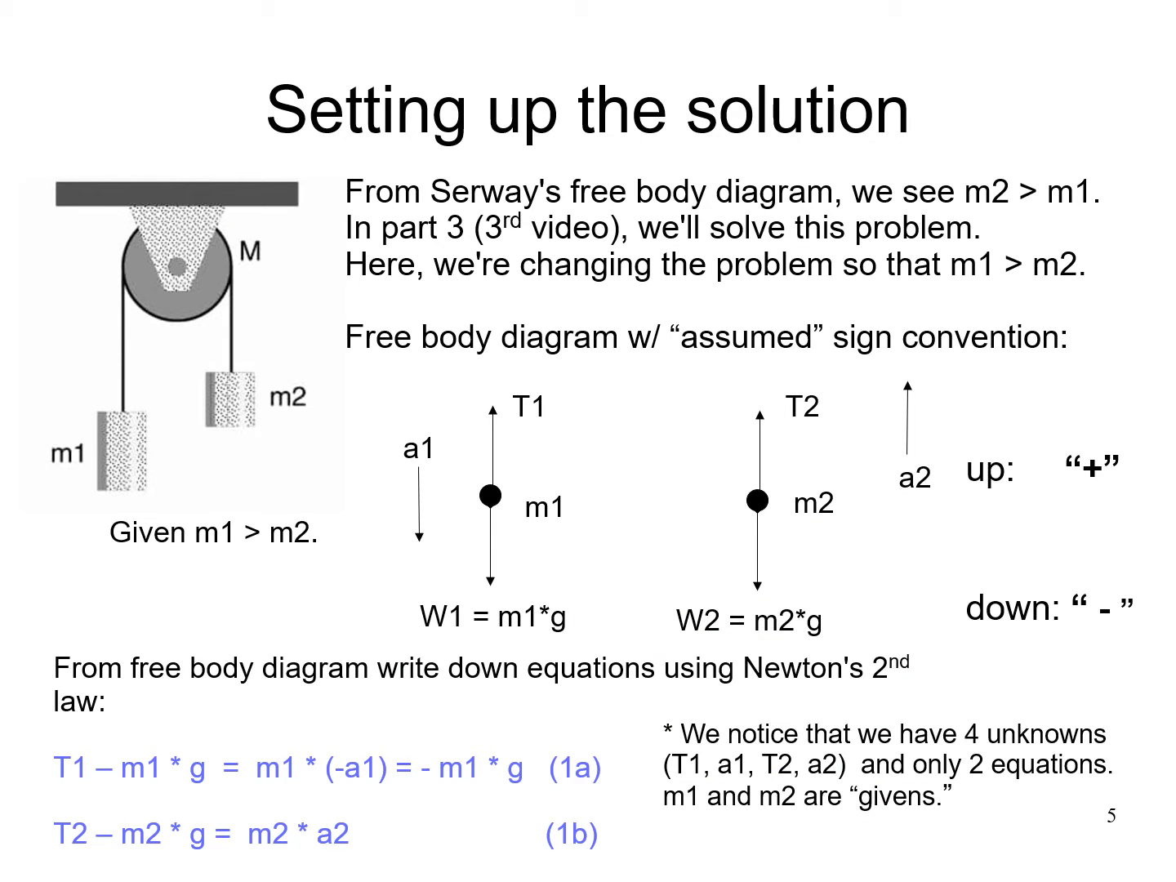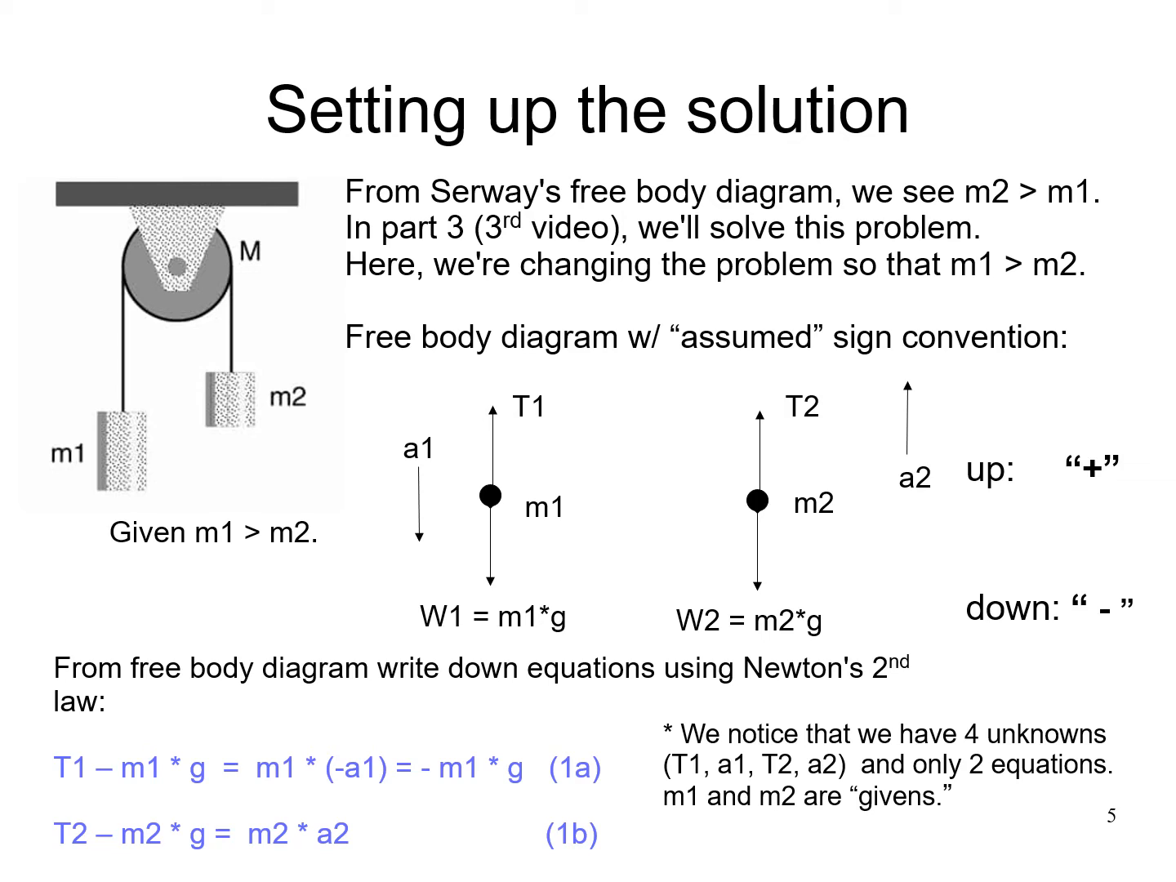So we just saw that Survey is solving the problem where M2 is greater than M1. In video number 4, we'll reproduce Survey's solution. Now, however, I propose we solve the opposite problem, that is, where M1 is greater than M2. I'm doing this because I found examples of this problem to be more rare, and because it will help us see the importance of sign conventions later on. That is, we'll have 2 example solutions to compare.